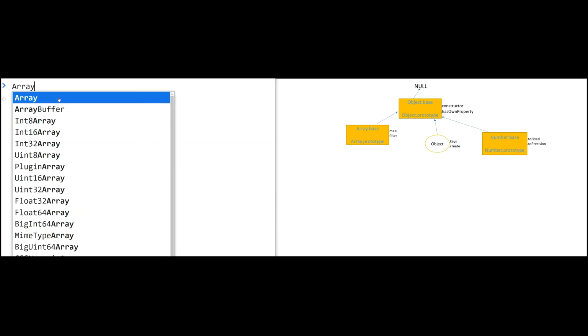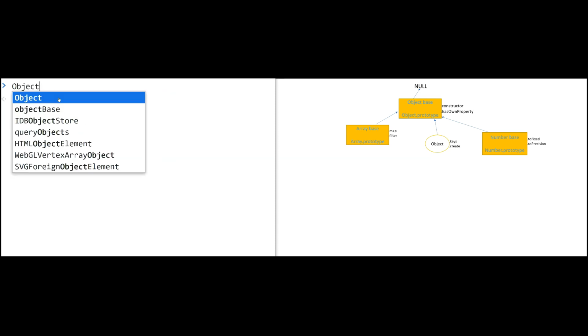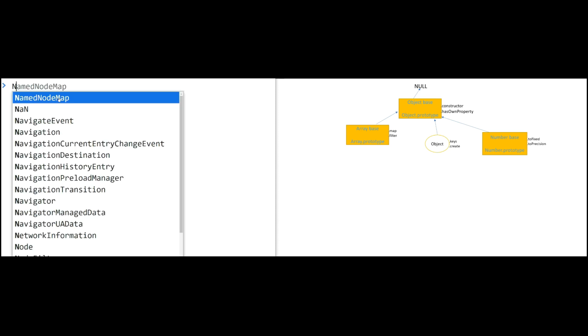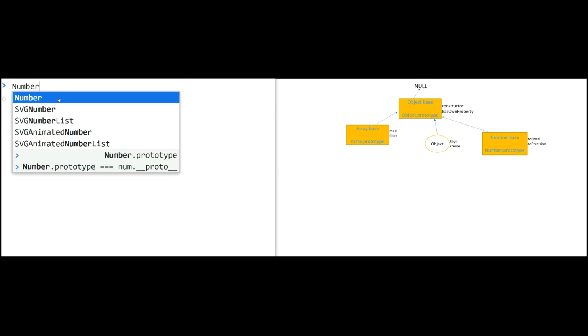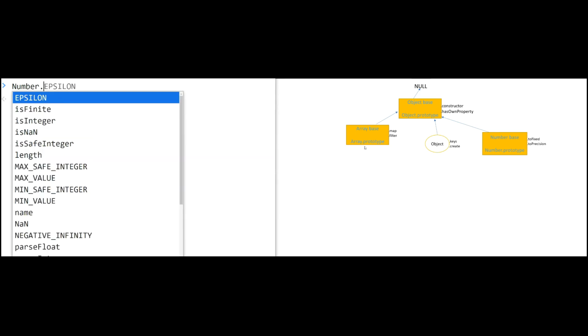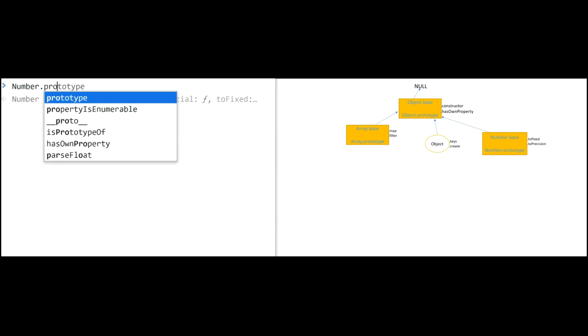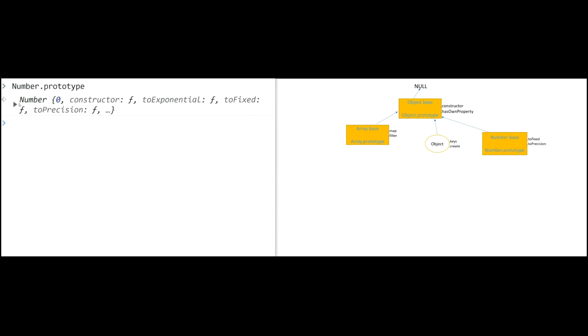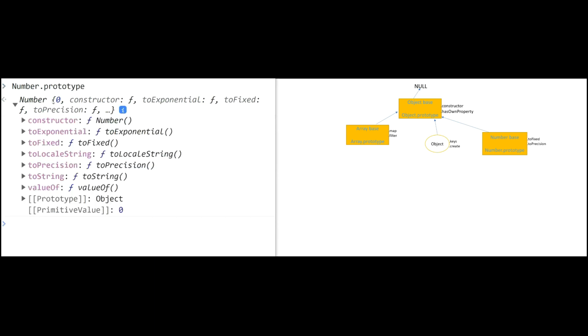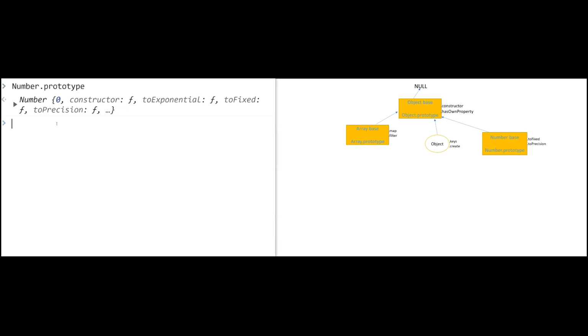If you're trying to find the prototype of a built-in constructor function, such as Array with capital A, String with capital S, Object with capital O, and Number with capital N, and so on, to find those prototypes, you just need to do dot prototype, like so, Number.prototype. Okay, you see the prototype itself is just an object. Now let's do something else.